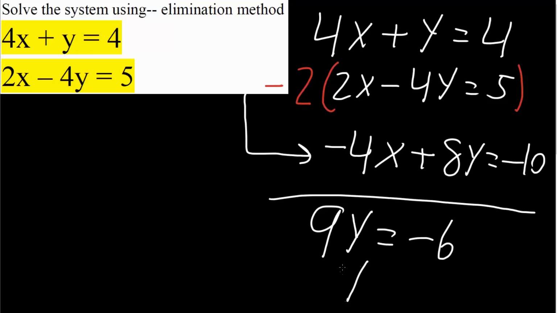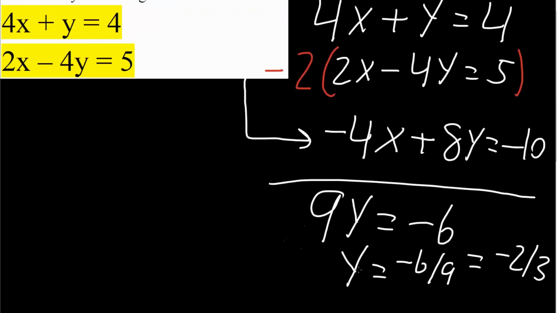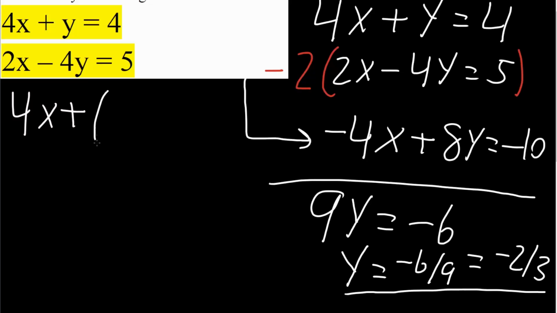And so we could say that y is equal to minus 6 over 9, which would equal minus 2/3. And so y would equal minus 2/3. And the next thing that we need to do is solve for x. And so we'll plug it into this equation. So we can say that 4x plus, we said y was negative 2/3, so plus parentheses, negative 2/3 is equal to 4.